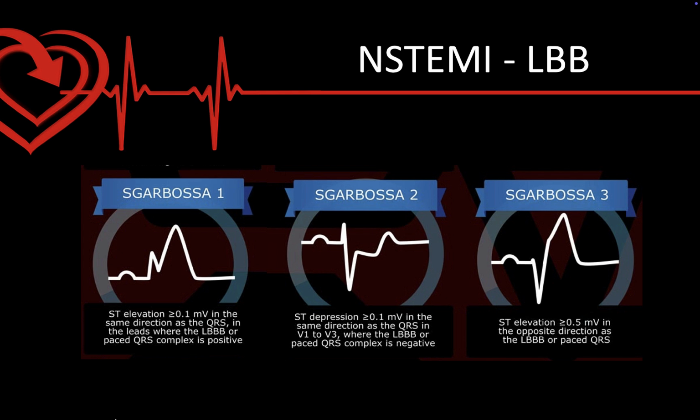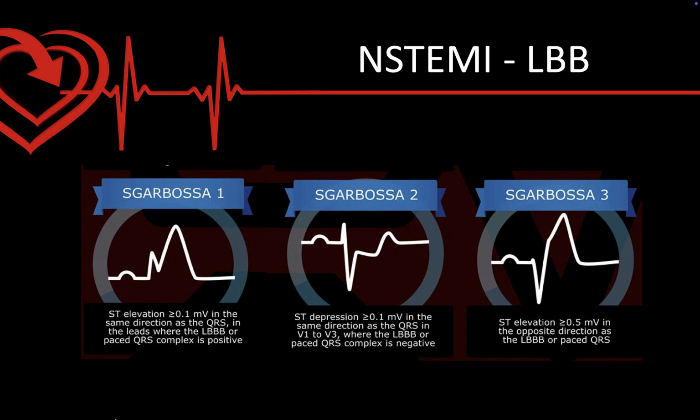Sgarbossa 2 and Sgarbossa 3 get a little more involved in that if you look at V1 and V3 specifically under Sgarbossa 2 and you see ST depression in the same direction as the QRS, that's considered significant. And if you have ST elevation in the opposite direction of the QRS in left bundle branch blocks or paced QRS rhythms, it's potentially an indicator.